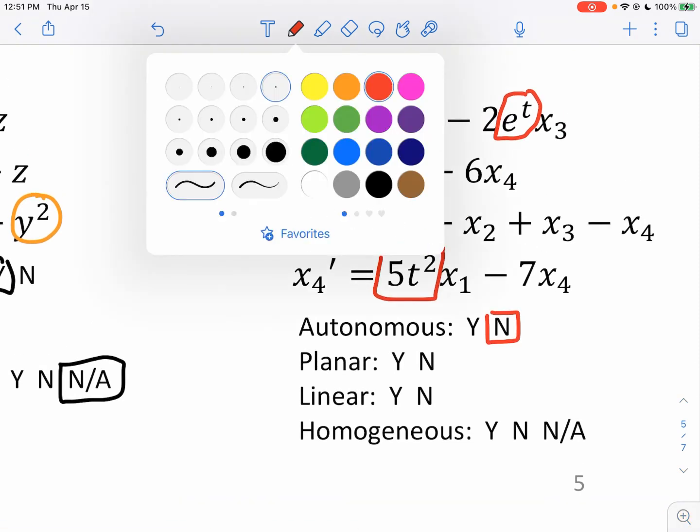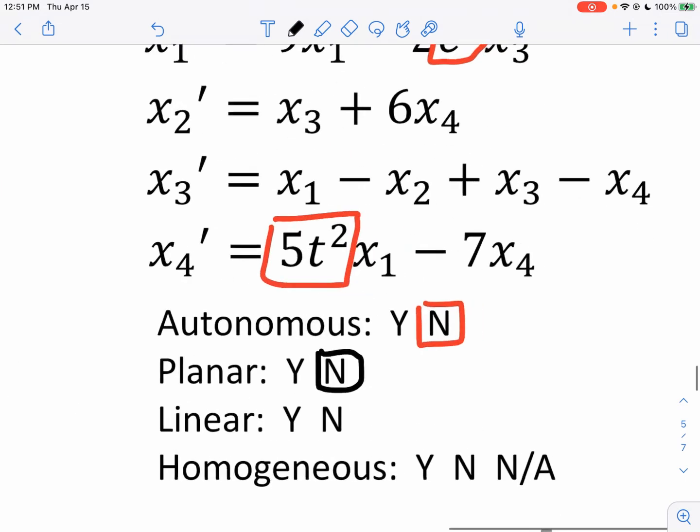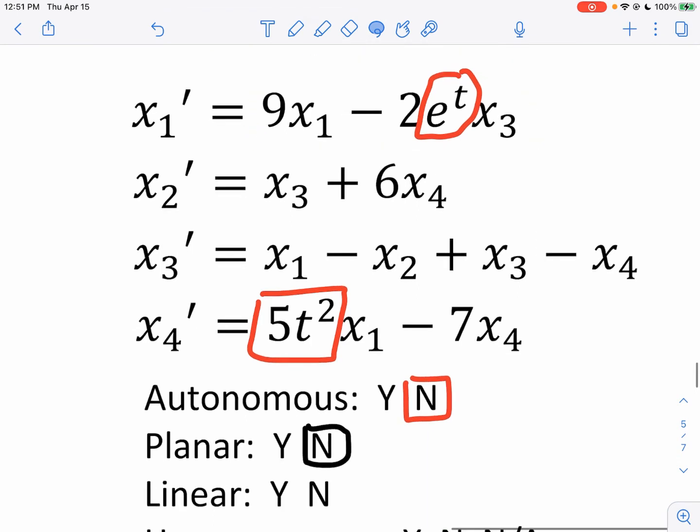Is it planar? The answer is no to that as well, because this is four dimensional. There are 4 dependent variables. Is it linear? Okay, so look at the coefficients of the dependent variables, the x1s, x2s, x3s, and x4s. Here's a 9 in front of an x1 to the first, and here's a function, a coefficient of an x sub 3 to the first. Now remember, the coefficients can be any function, or they could be constant. It's just the dependent variables that you want to be raised to the first with a potential coefficient. So this is a linear equation with respect to the dependent variables.